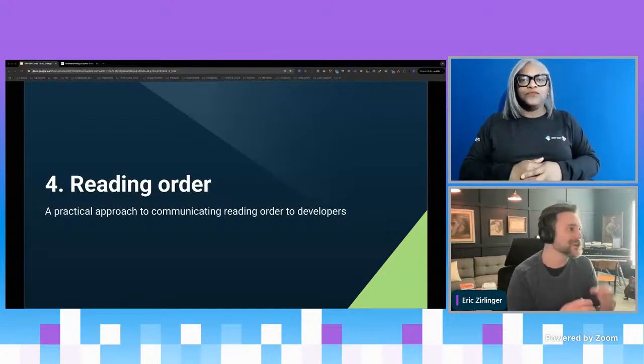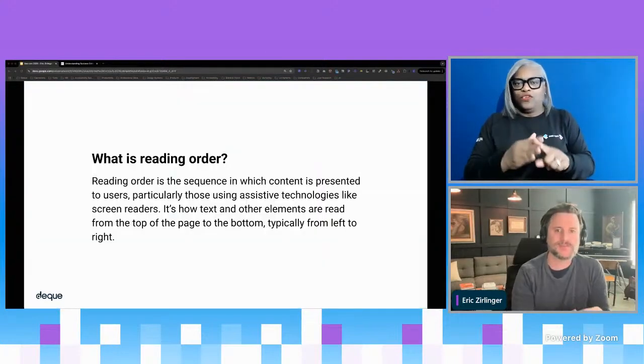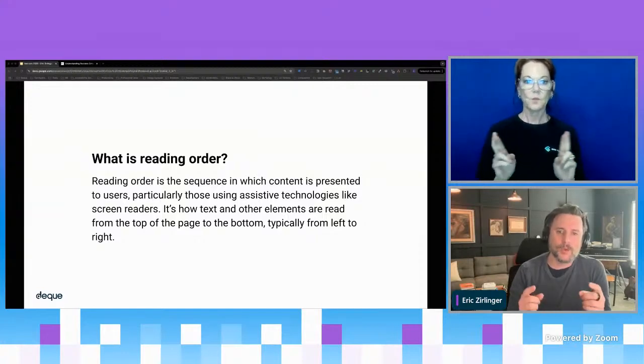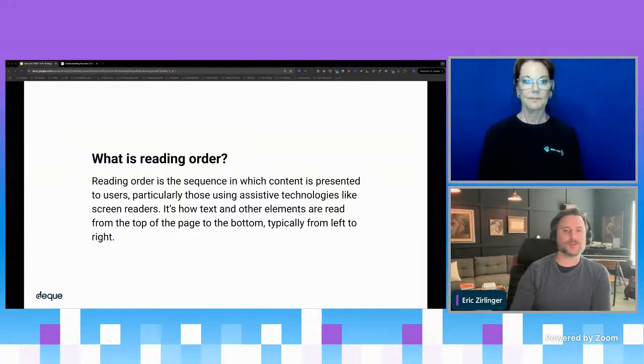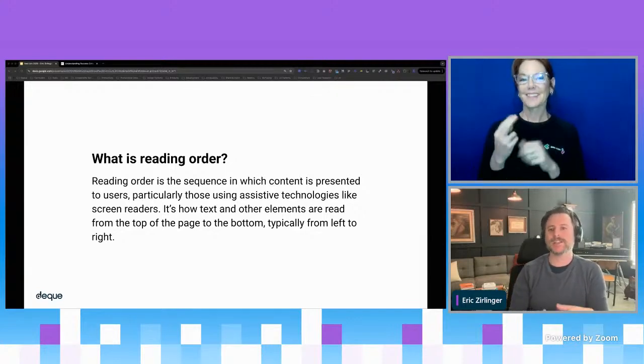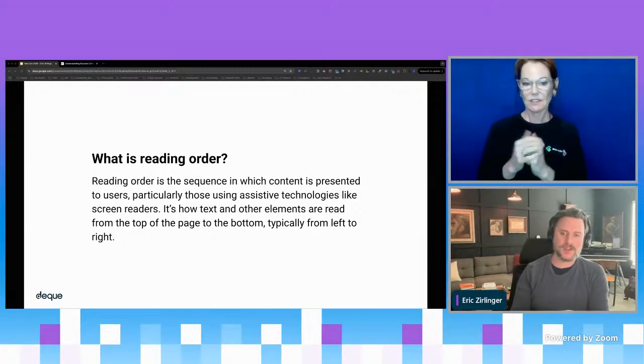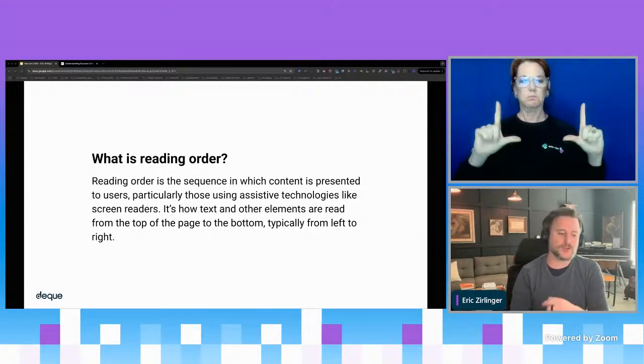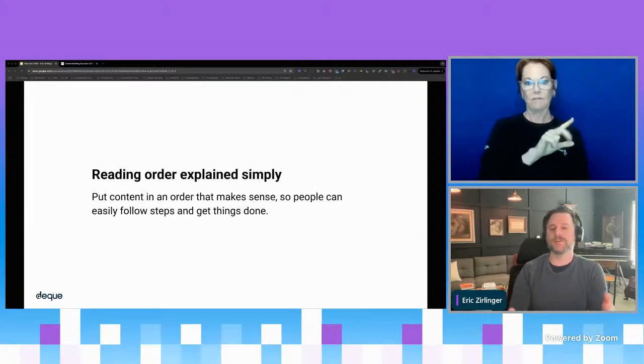And as always, we're going to start by getting on the same page. What is reading order? Reading order is the sequence in which content is presented to users, particularly those users using assistive technologies like screen readers. It's how text and other elements are read from the top of the page to the bottom, typically from left to right.